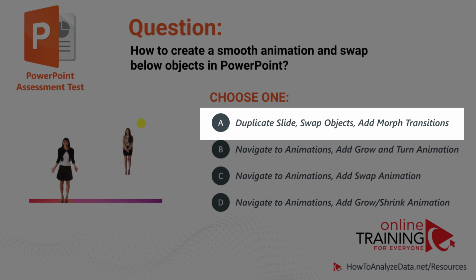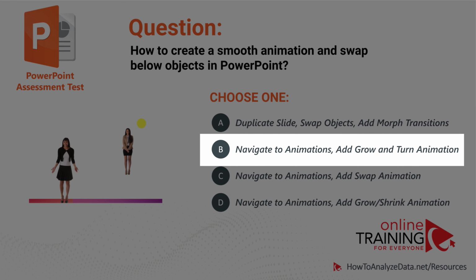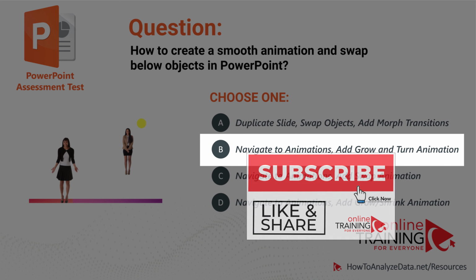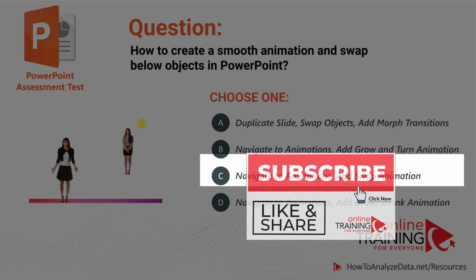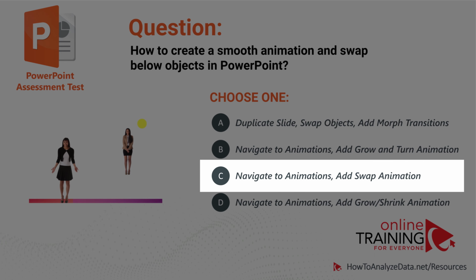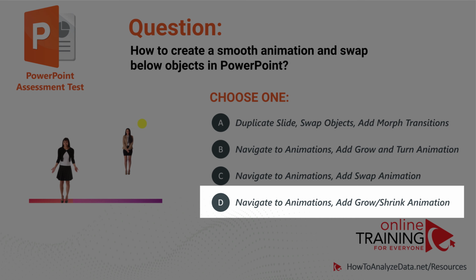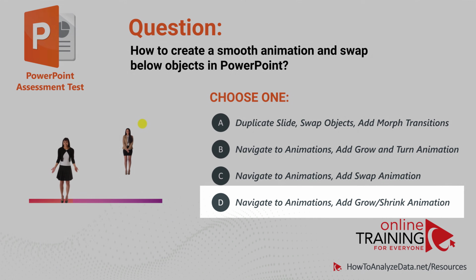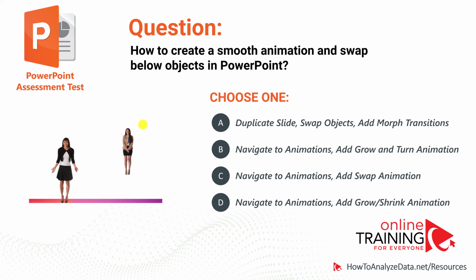Duplicate slide, swap objects, and add morph transitions. Choice B, navigate to animations, add grow and turn animation. Choice C, navigate to animations, add swap animation. Choice D, navigate to animations, add grow and shrink animation. Do you think you know the answer? Let's see if we can get to the correct answer together.